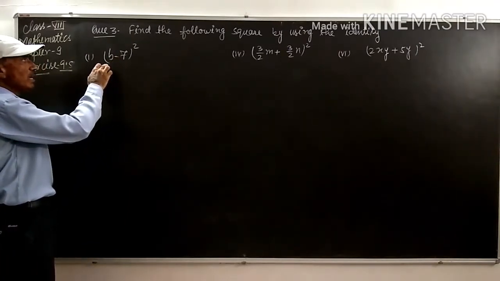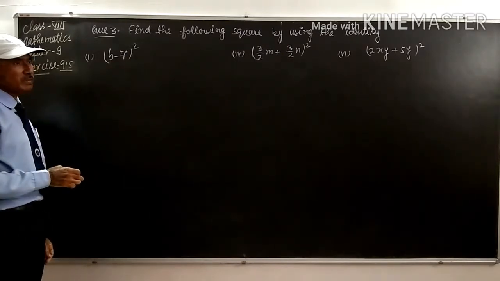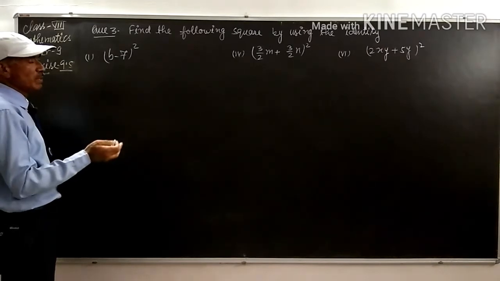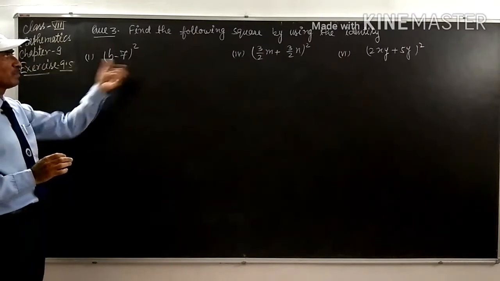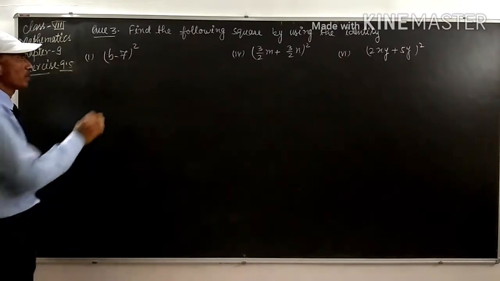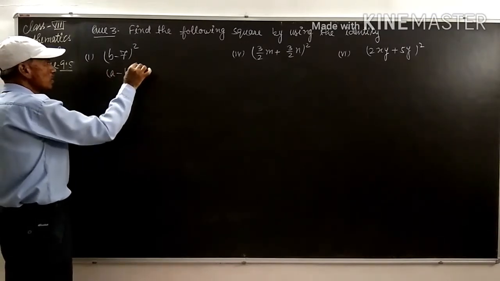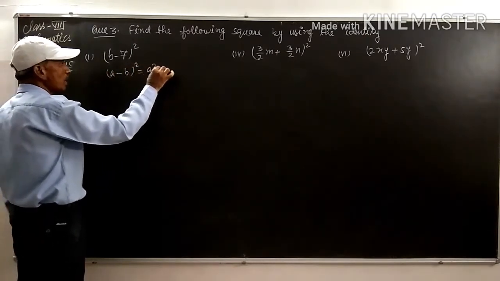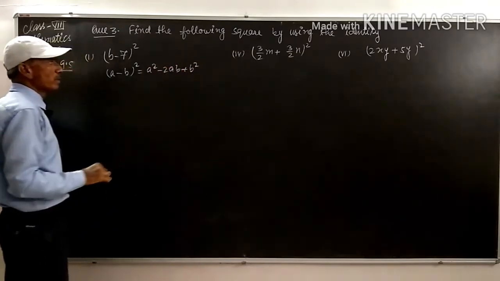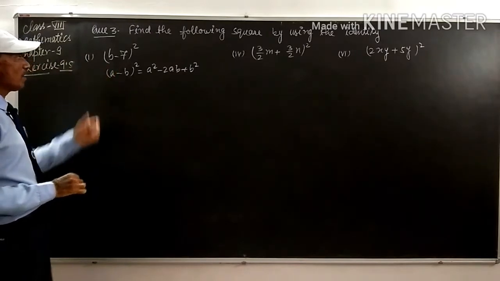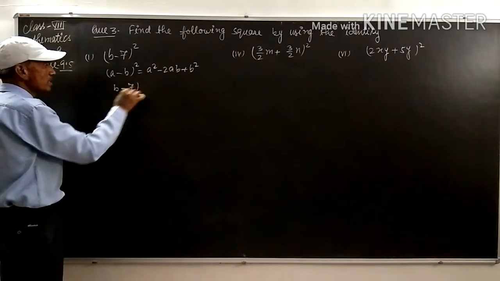Students, a minus b whole square is equal to a square minus 2ab प्लस b स्क्वायर. जस्ट हम a माइनस बी होल स्क्वायर की तरह से इसको सॉल्व कर सकते हैं. सो आइडेंटिटी विल बी a माइनस बी होल स्क्वायर इज इक्वल टू a स्क्वायर माइनस 2ab प्लस b स्क्वायर. क्लियर स्टूडेंट? In place of a there is b and in place of b there is 7.